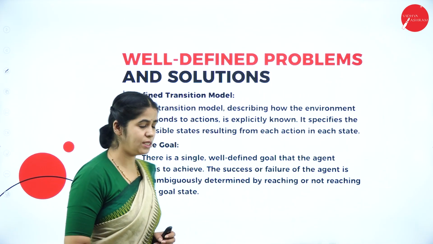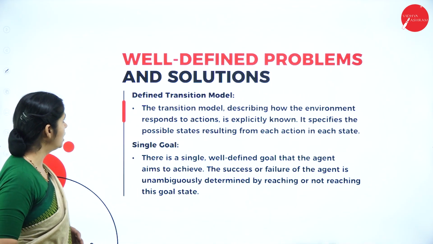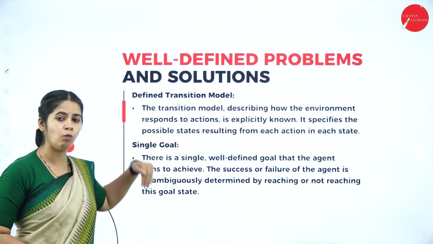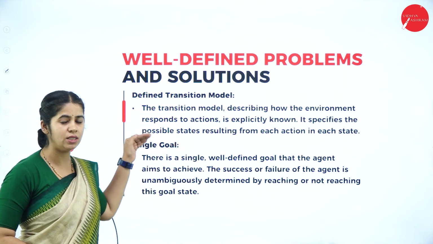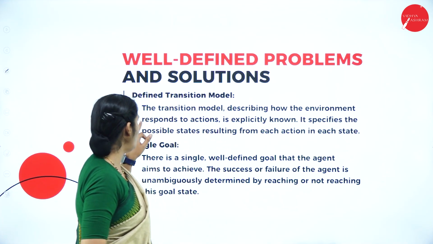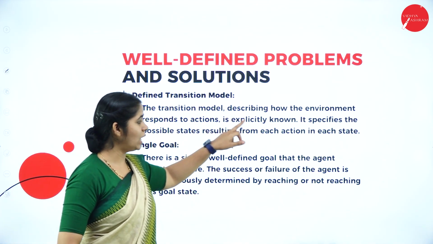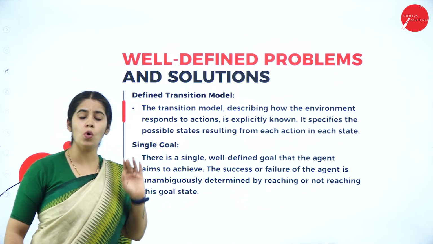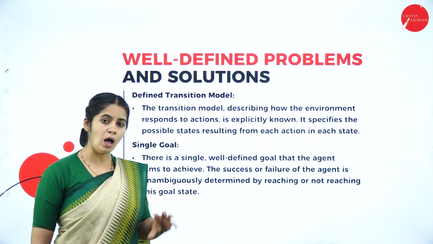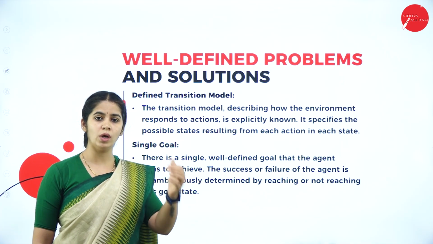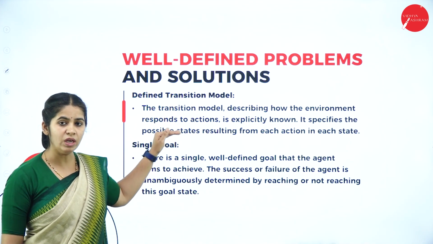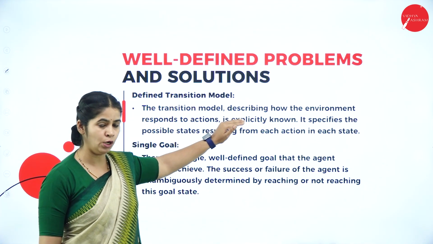And the next key concept is defining the transition model. How it is transiting from one state to the other state, that is nothing but the transition model. The transition model describes how the environment responds to the action, and it is explicitly known. It should be known beforehand how the environment on which the agent is working is traversing from one state to the other state. That should be explicitly known.